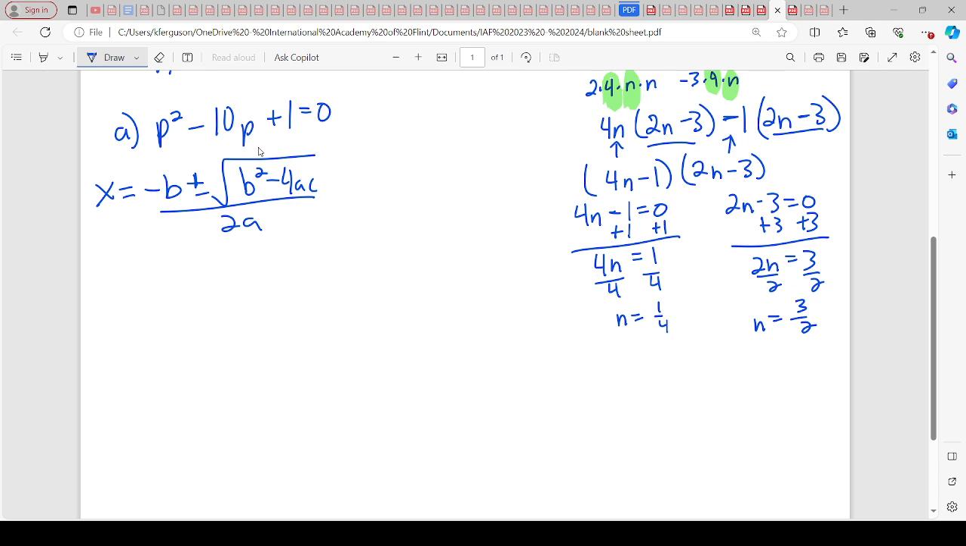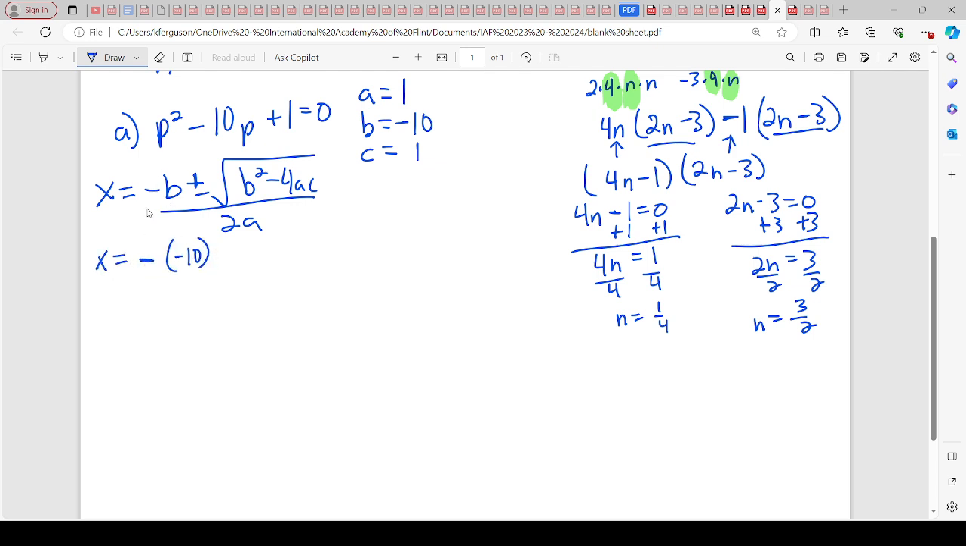Okay, well, anyway. So now I just say, well, what's my A? It's 1. What's my B? Negative 10. Got to keep the signs. And then what's my C? 1. So now I'm just plugging and chugging in here. So I got x equals negative 10.